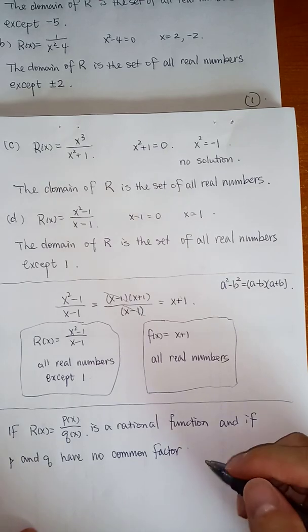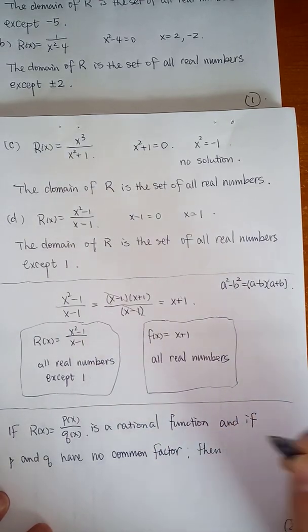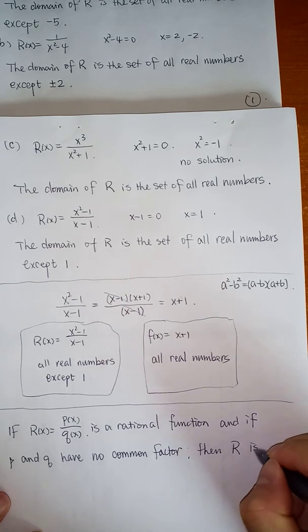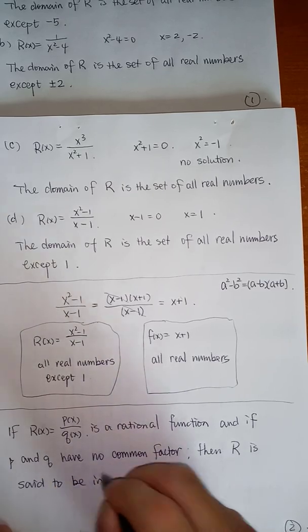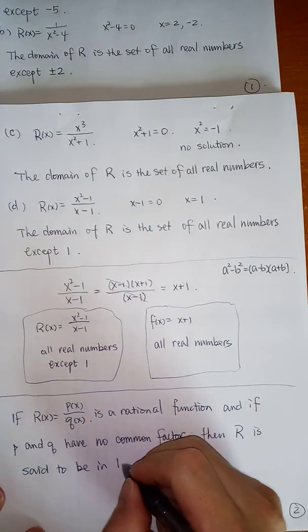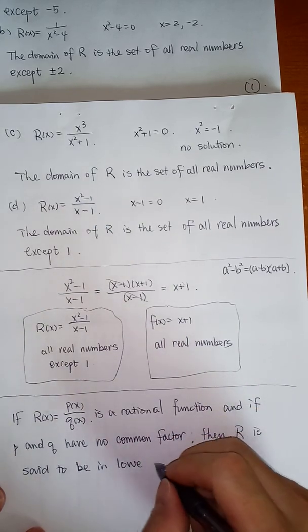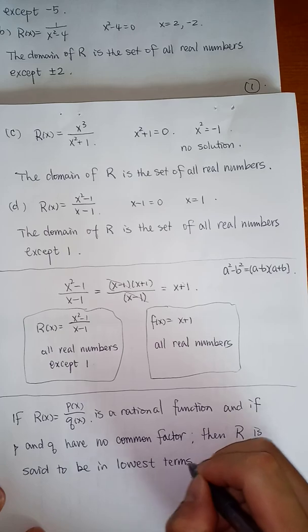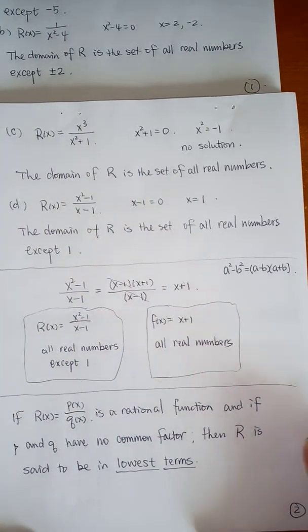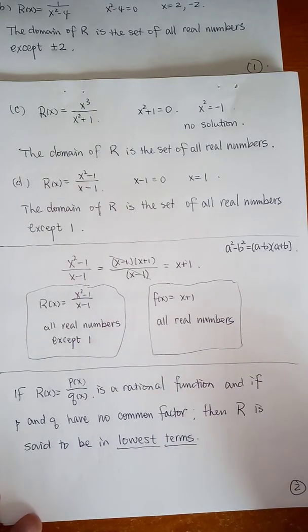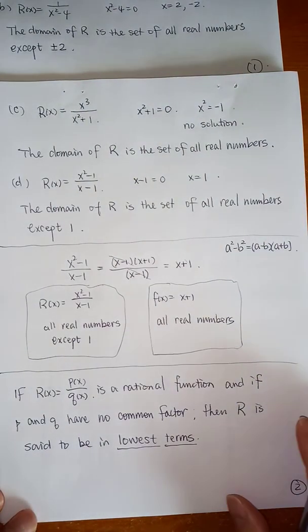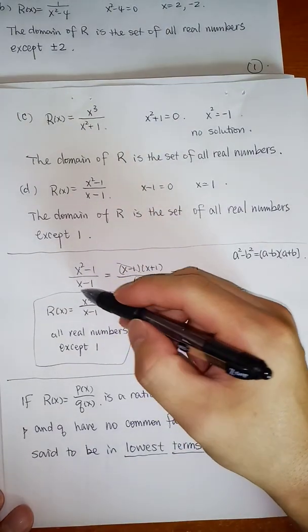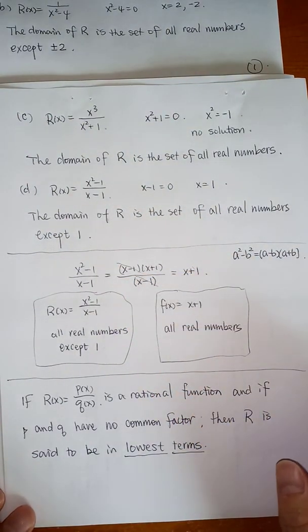If they do not have a common factor, then R is said to be in lowest terms. It's a concept. Lowest terms just means you cannot do more cancellation from the top and the bottom. So we have the lowest term. This one is not in the lowest term.